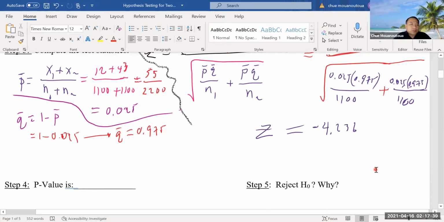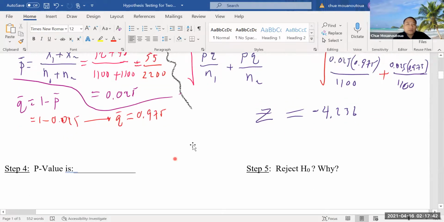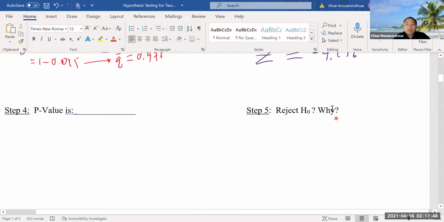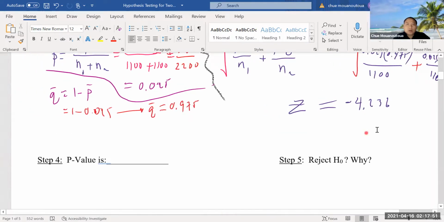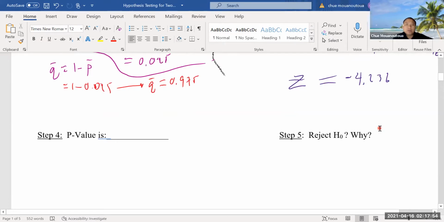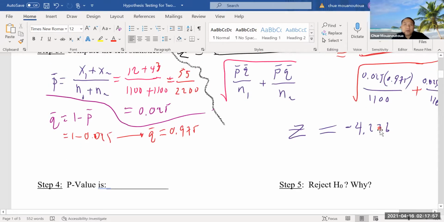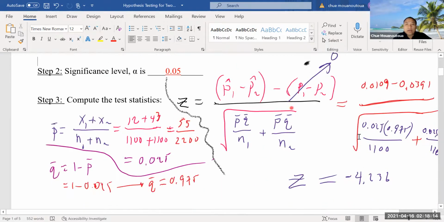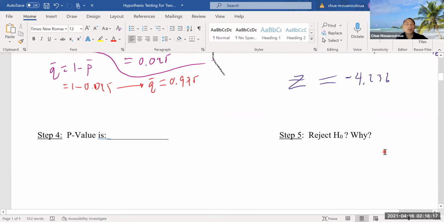Okay, now let's go to step 4. We're told to use the p-value method. So first of all, we want to know, is it left tail, right tail, or what? Recall from chapter 8, if the H1 has the less than sign, it means you have a left tail test. So I'm gonna draw this Z graph, actually the normal curve, for the left tail test.